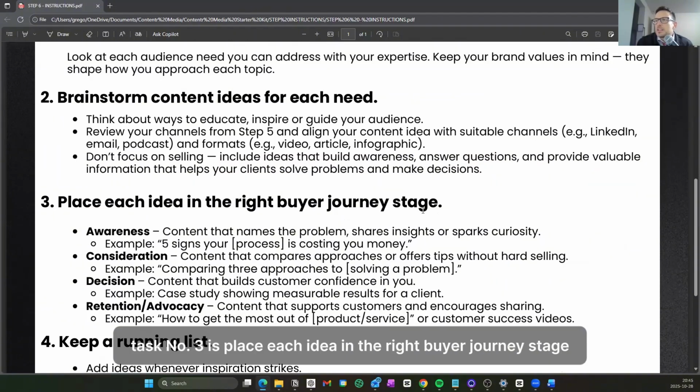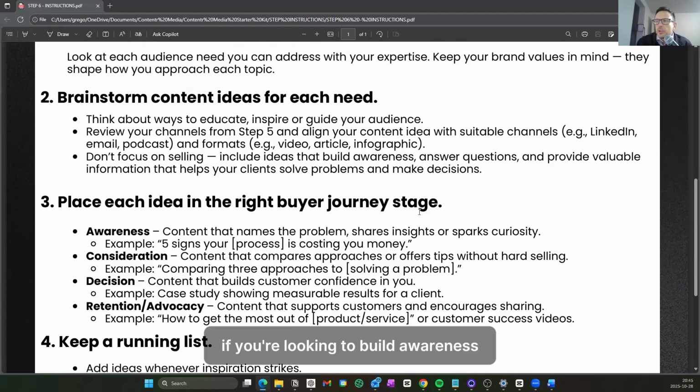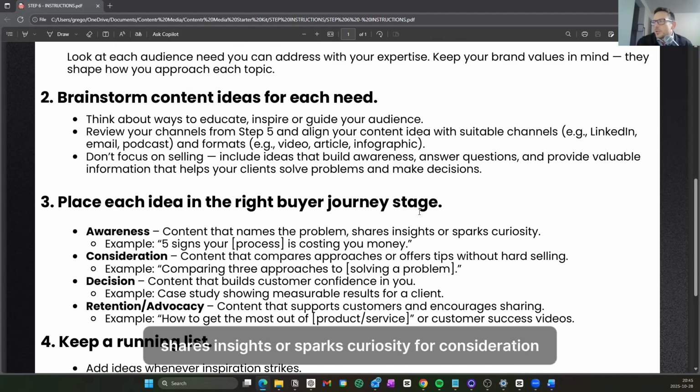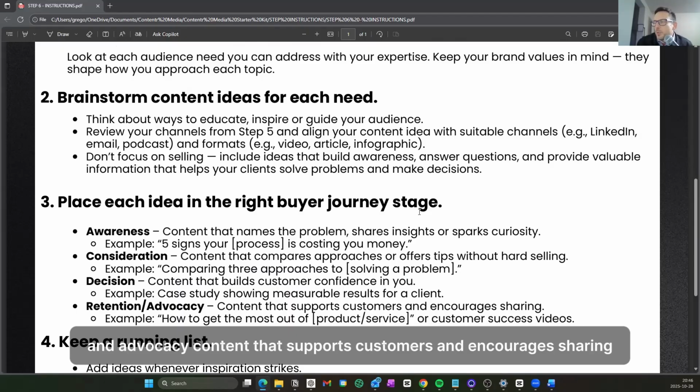Task number 3 is place each idea in the right buyer journey stage. For example, if you're looking to build awareness, content that names the problem, shares insights, or sparks curiosity. For consideration, content that compares approaches or offers tips without hard selling. For the decision, content that builds customer confidence in you. And retention and advocacy, content that supports customers and encourages sharing.